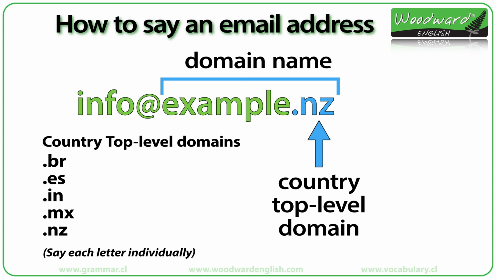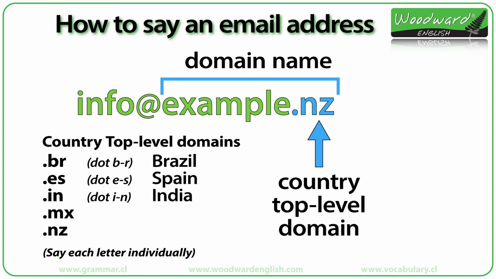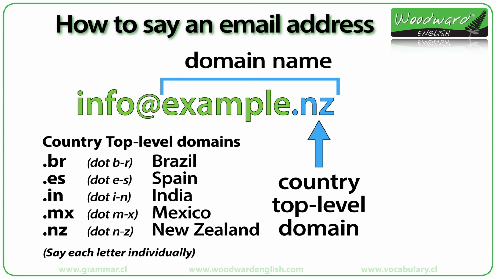Here are some examples of country top-level domains. Do you know which countries these belong to? .br belongs to Brazil. .es belongs to Spain. It is ES because the name for Spain in Spanish is España, which starts with ES. That is why sometimes the two letters may seem different to the country's name in English. .in belongs to India. .mx belongs to Mexico. And, as we have already seen, .nz belongs to New Zealand.